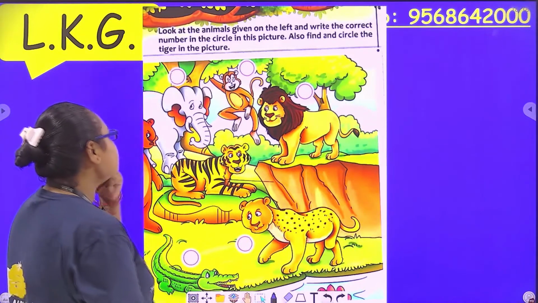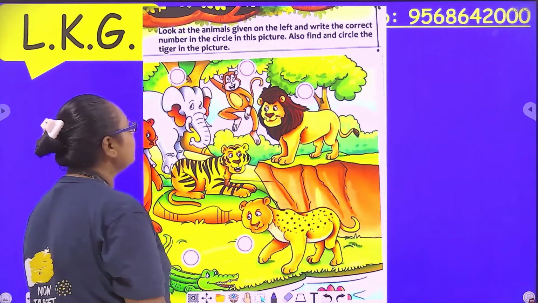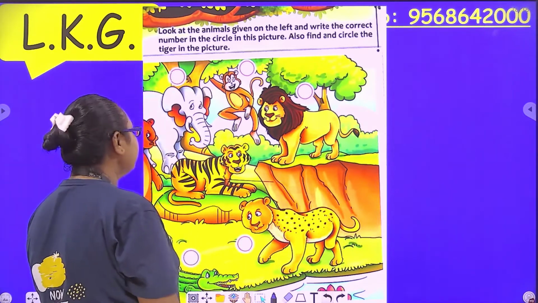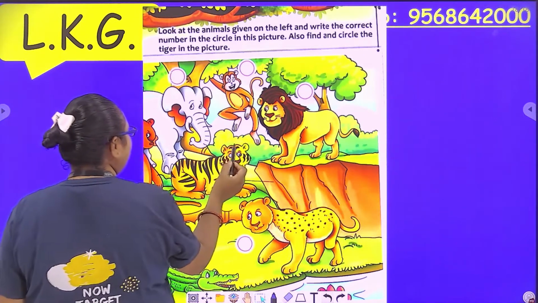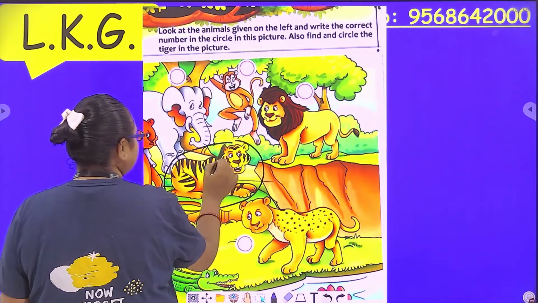Look at the animals given on the left and write the correct numbers in the circle in the picture. Also find and circle the tiger in the picture. So first we will circle the tiger. So hi tiger, this is our tiger. So we put the circle.